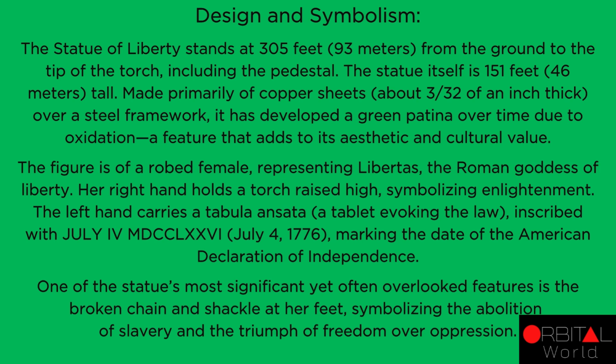The figure is of a robed female, representing Libertas, the Roman goddess of liberty. Her right hand holds a torch raised high, symbolizing enlightenment. The left hand carries a tabula ansata, a tablet evoking the law, inscribed with July 4, 1776, marking the date of the American Declaration of Independence. One of the statue's most significant yet often overlooked features is the broken chain and shackle at her feet, symbolizing the abolition of slavery and the triumph of freedom over oppression.